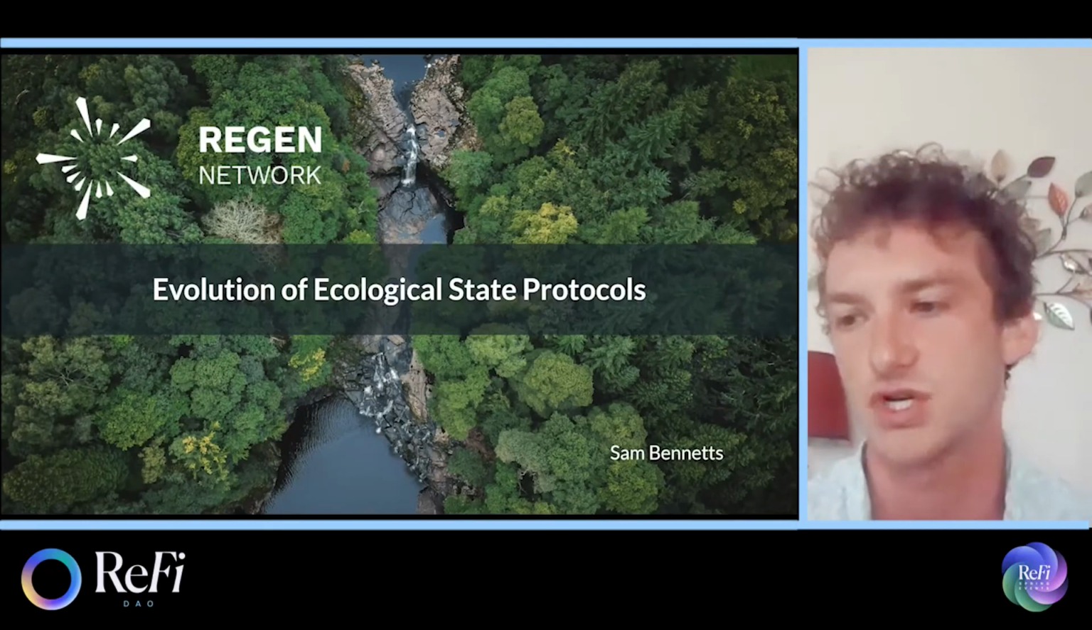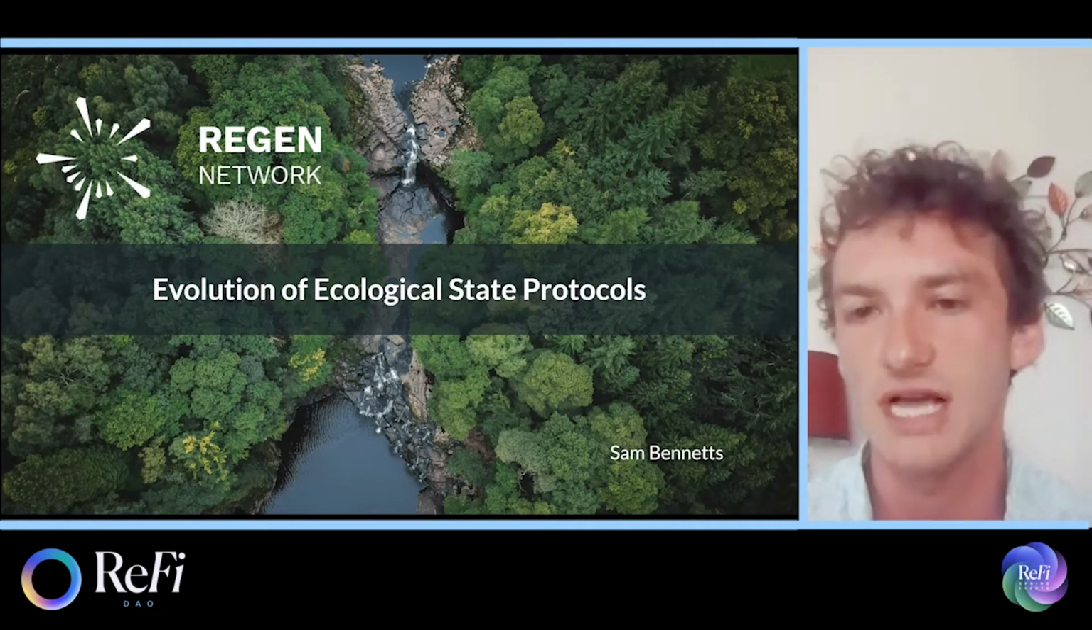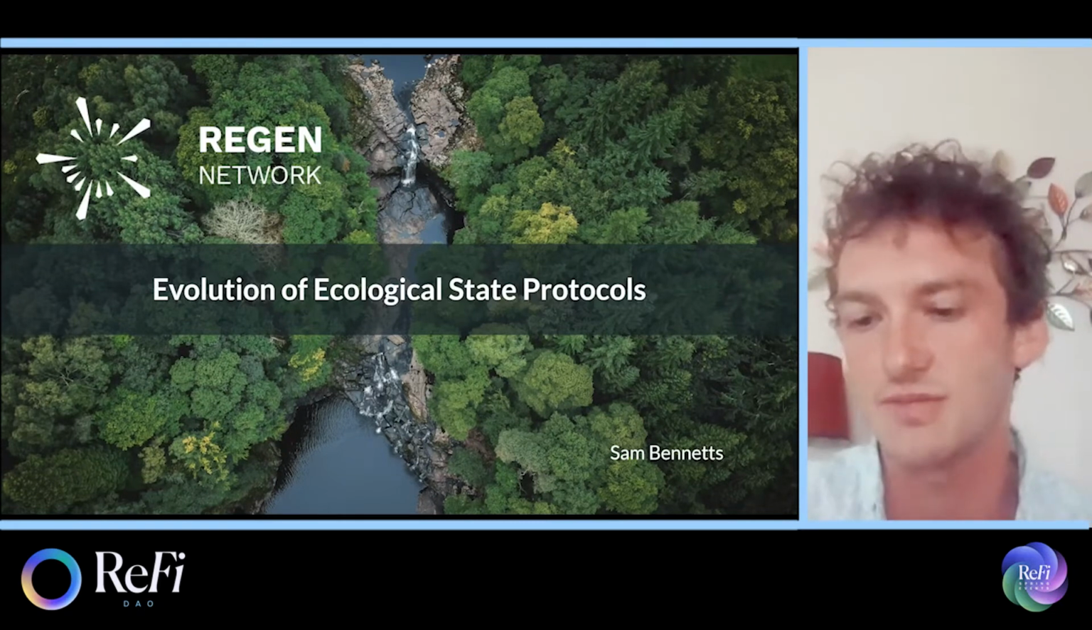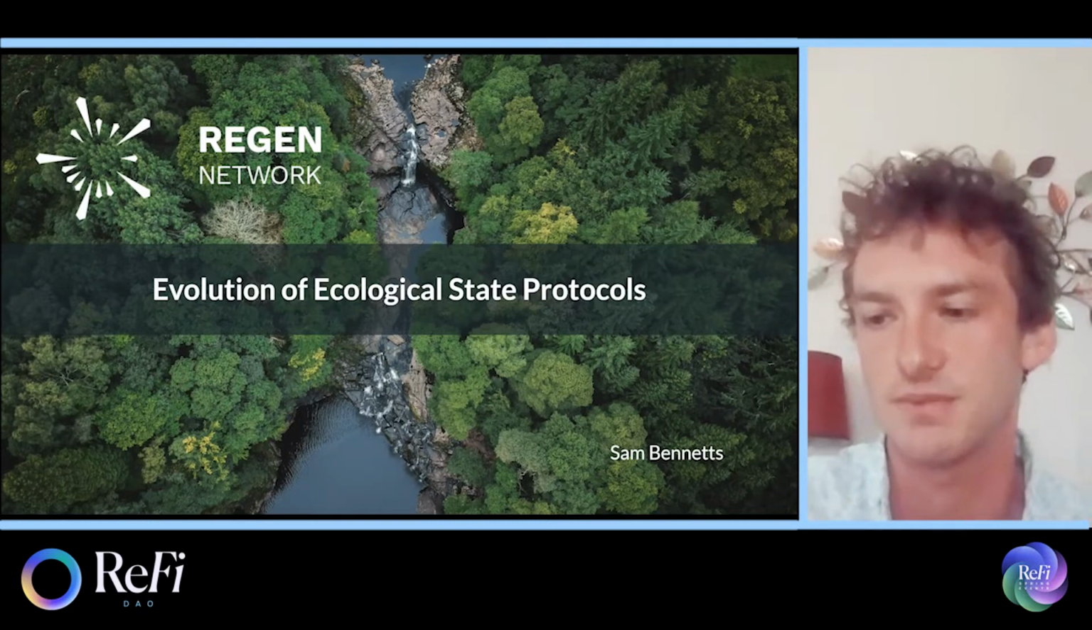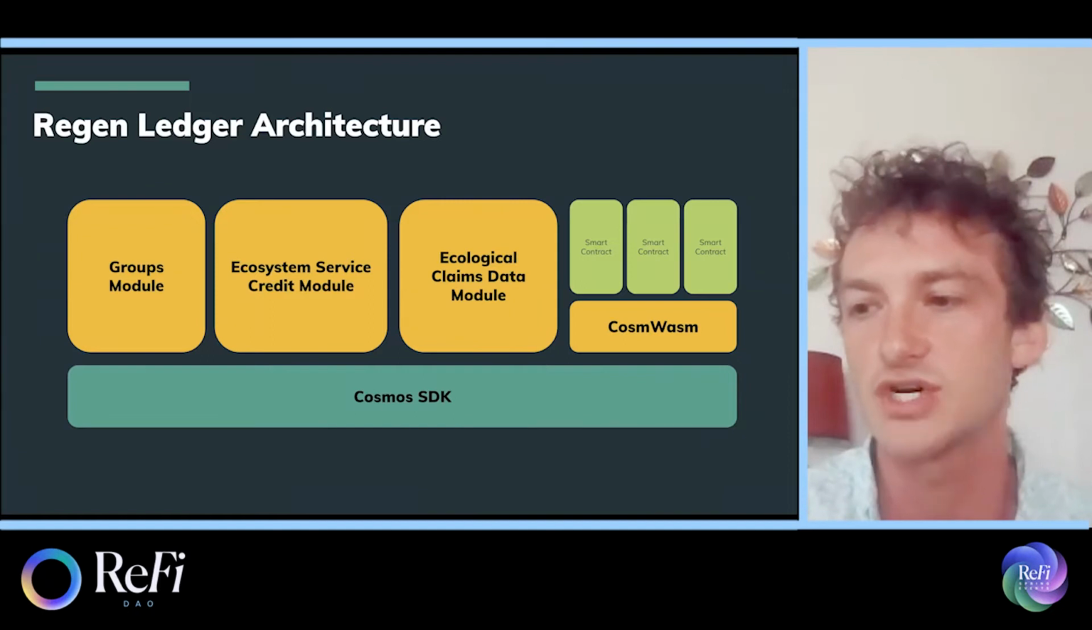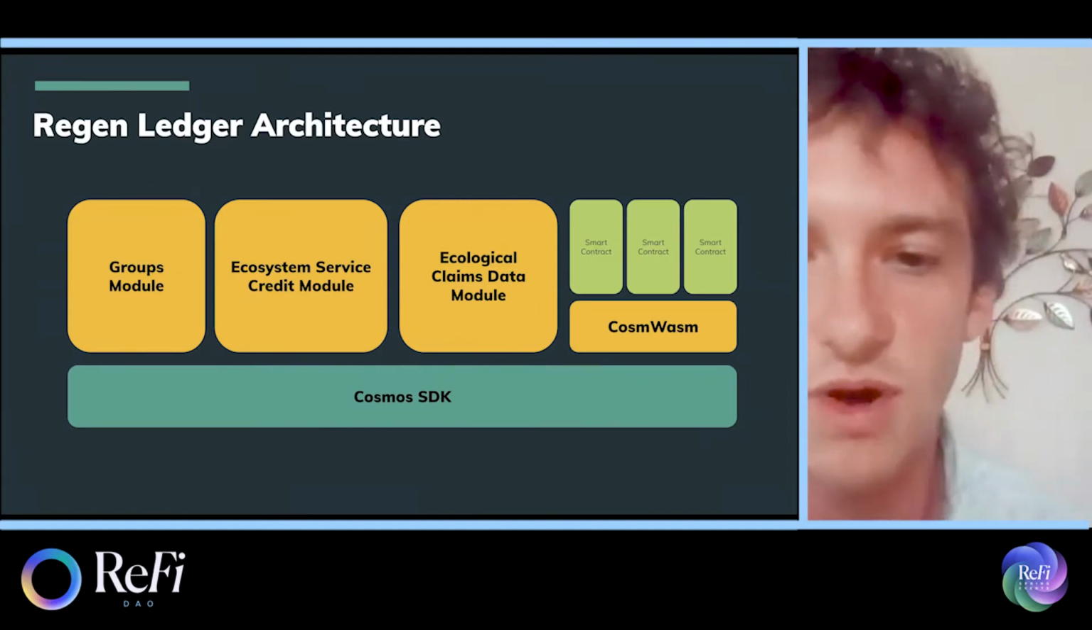And for us, the success of this lies in Regen Ledger, which provides an open source methodology development platform for building the infrastructure for centralizing in-field measurements, digital management records, and geospatial data sets to provide the foundation for ecological state protocols. Just to dive into Regen Ledger, Regen Ledger is our blockchain.